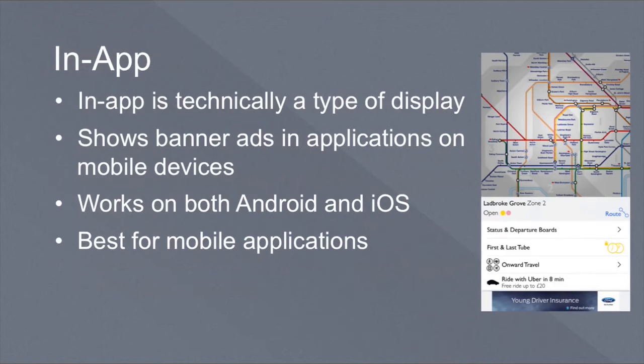As you can see at the bottom of this image on the screen now, where it says Young Driver Insurance, that's actually a map of the London Tube Underground network. At the bottom of there, we're seeing an ad for insurance. It's called an in-app ad. It works on both Android and iOS, so don't think just because it's Google, it's Android only. It's not. It's great for, in particular, if you're selling mobile device applications, so you're selling games or other apps, a great way to go.